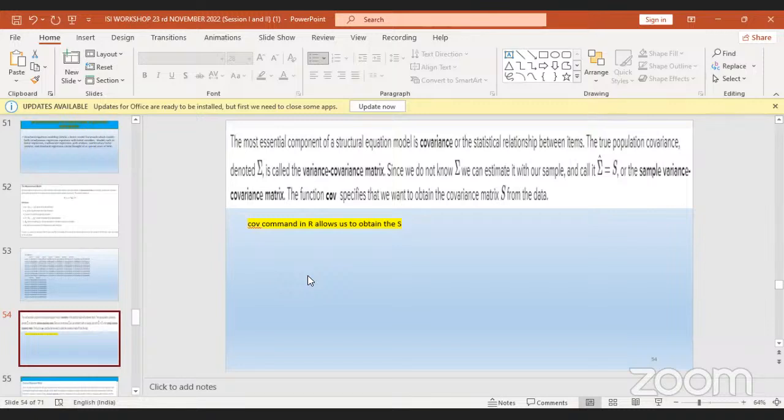And it is equal to S, the sample variance covariance matrix. As I have already told you, these should be equal to each other. So in structural equation modeling, we want to equalize these two. The function cov specifies that we want to obtain the sample variance covariance matrix from the data. The cov command in R allows us to obtain the S.